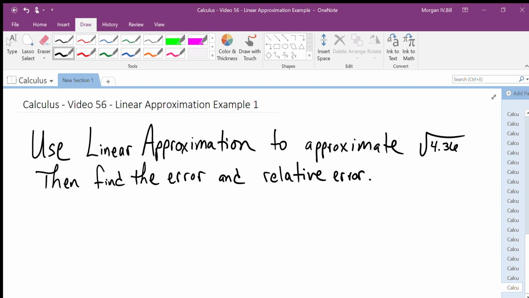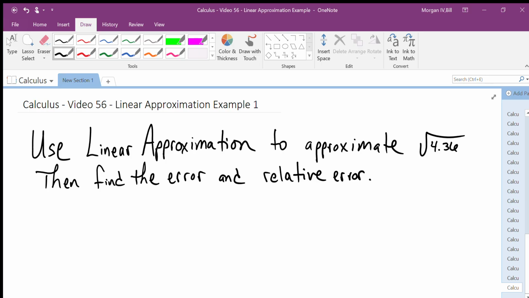Calculus, video 56, linear approximation, example 1. So let's use linear approximation to approximate the square root of 4.36, then find the error and the relative error.